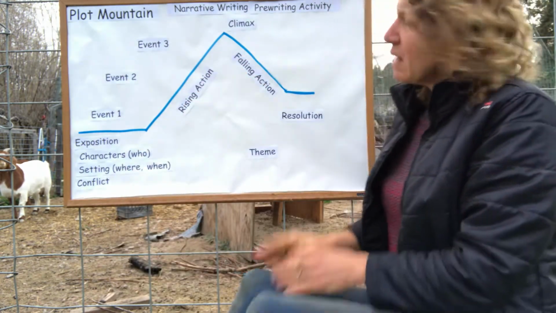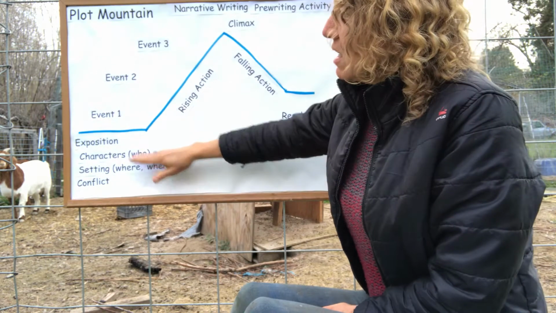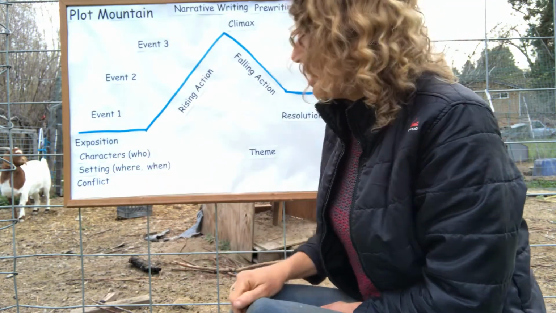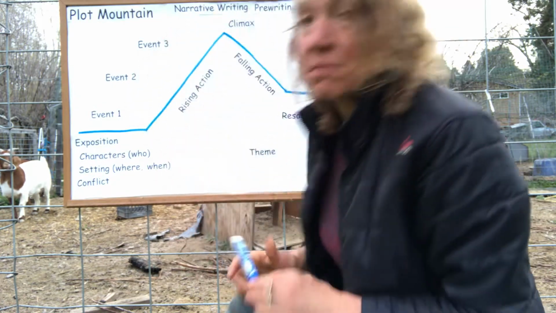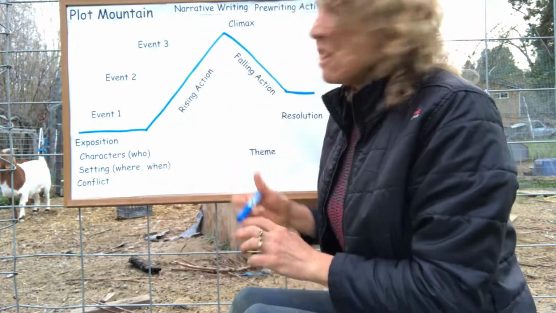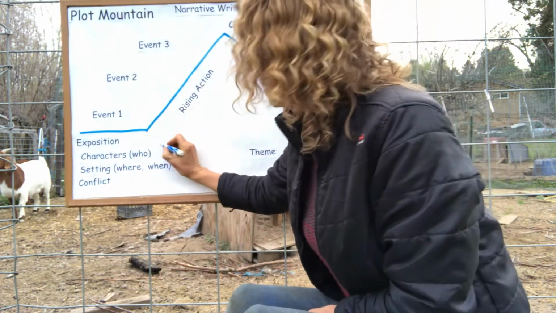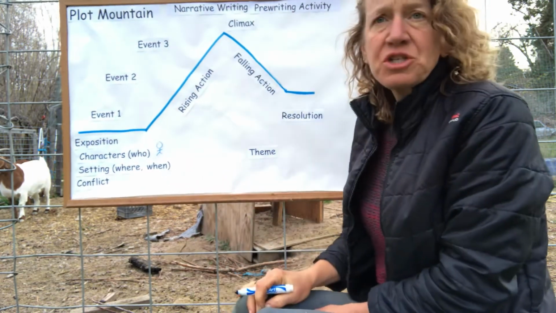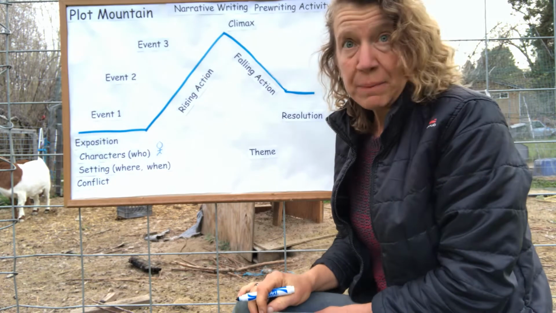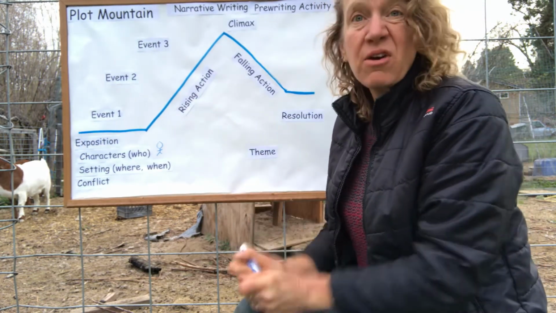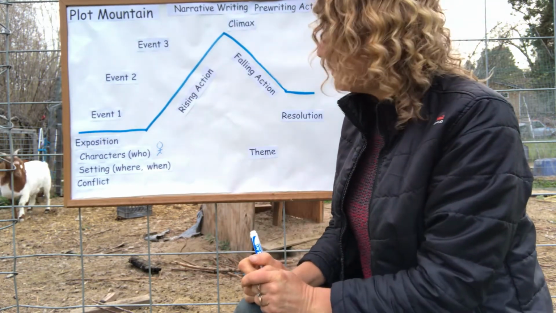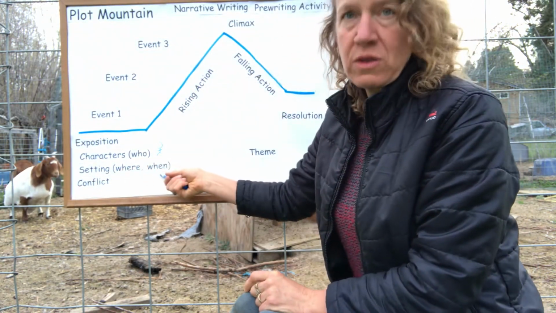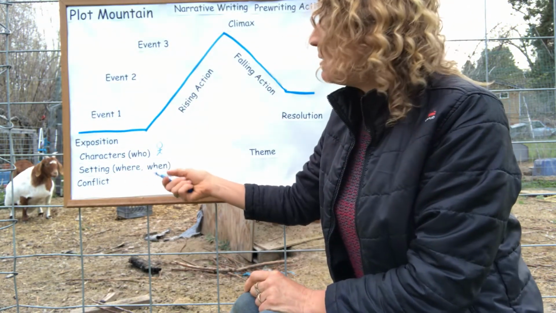So let's talk about what these words mean. We already talked about the fact that the exposition is the beginning of the story. Characters, that's the who. Who is this story about? Is it just one person? Are there many people? Sometimes the characters in the story are animals, right? Then here's the setting. That's the where and the when, okay?